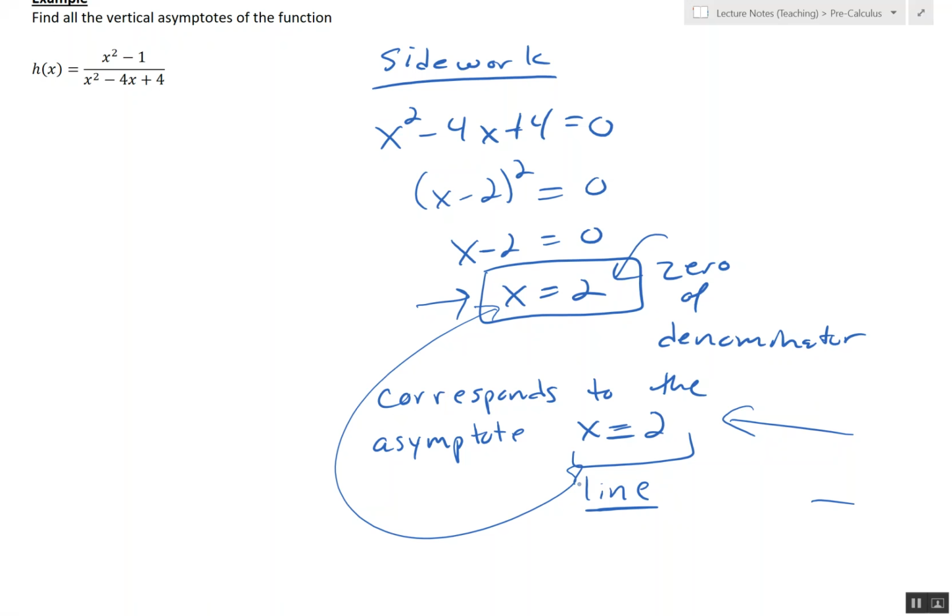So we'll move on to horizontal asymptotes, which are a little bit more tricky. And then after that, other types of asymptotes. See you then.